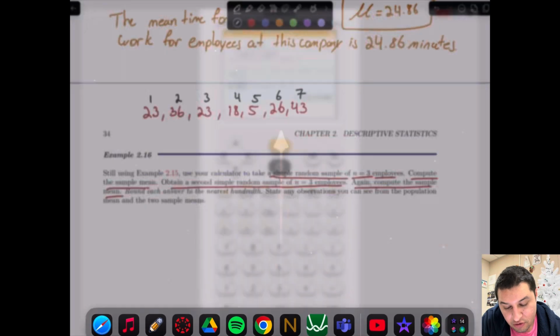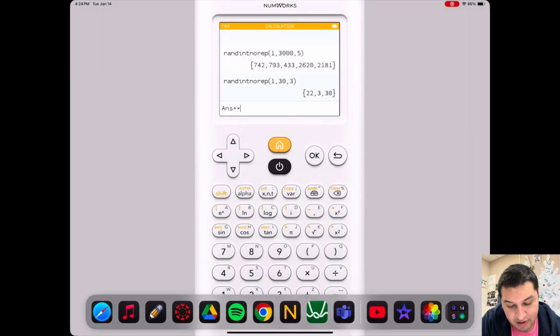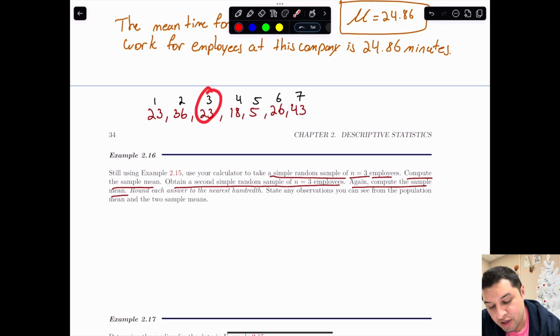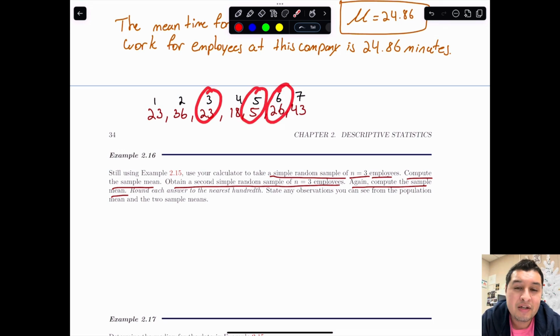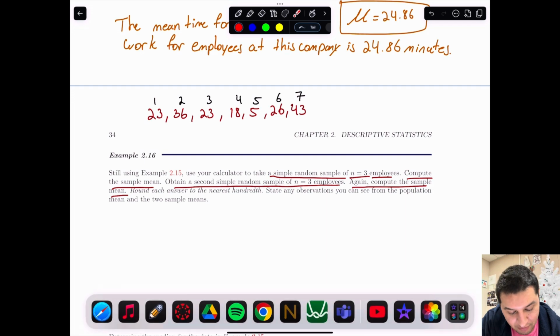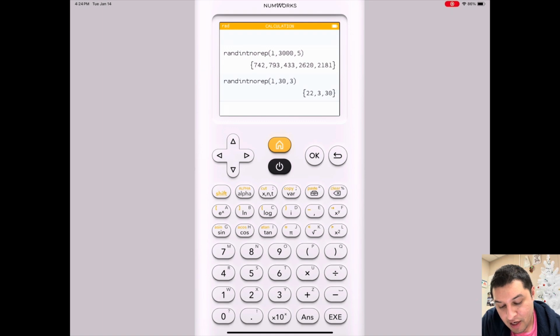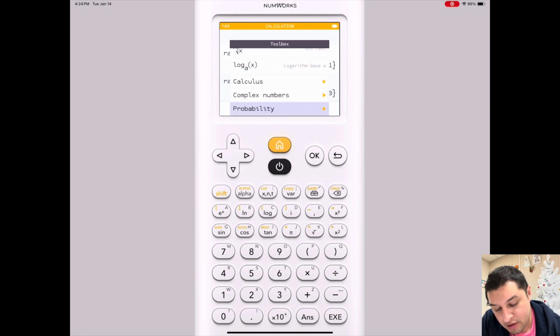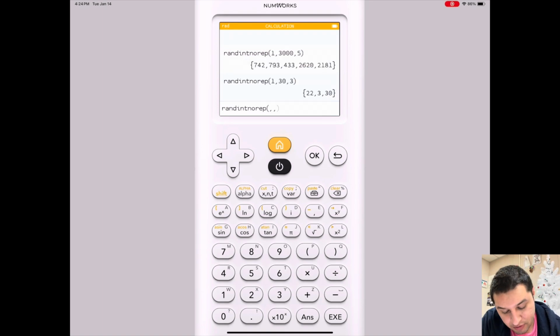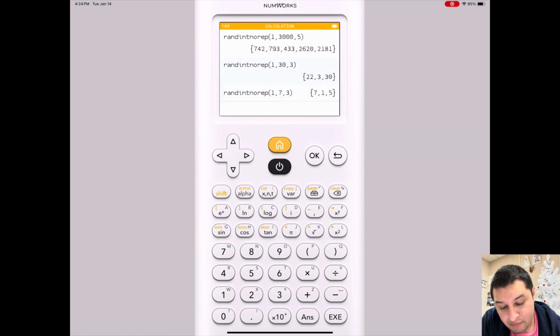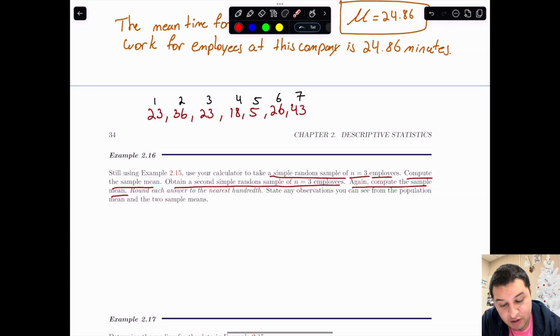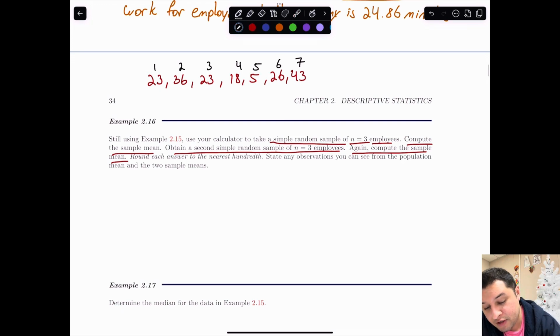Now what I need is 3 random numbers from 1 through 7, and that's going to give me my random numbers here. We could obviously just pick 3 ourselves, but we want completely random. I want something else telling me what numbers to use. So I'm going to go into the calculator, go to our toolbox, then probability, then random, and I want random integers with no repetitions. I'm going to go from 1 to 7, and I want 3 random numbers. I don't know what they are, but I'm going to get them. 7, 1, and 5. So my first sample is the numbers 7, 1, and 5.